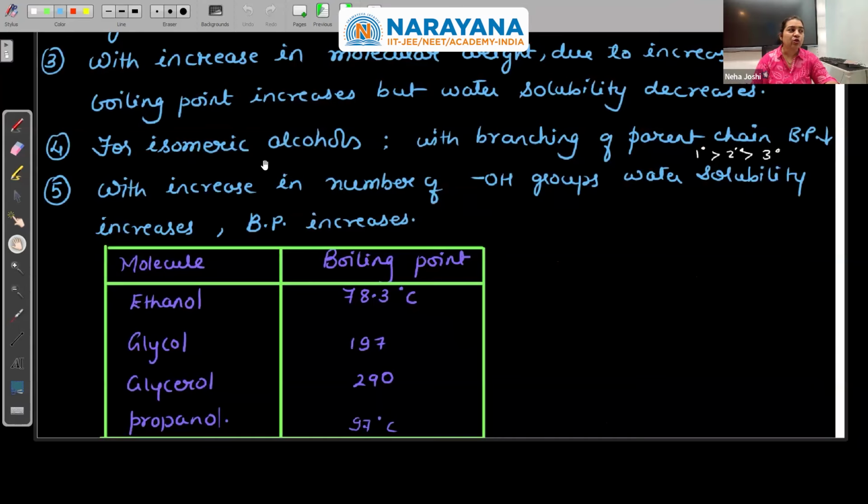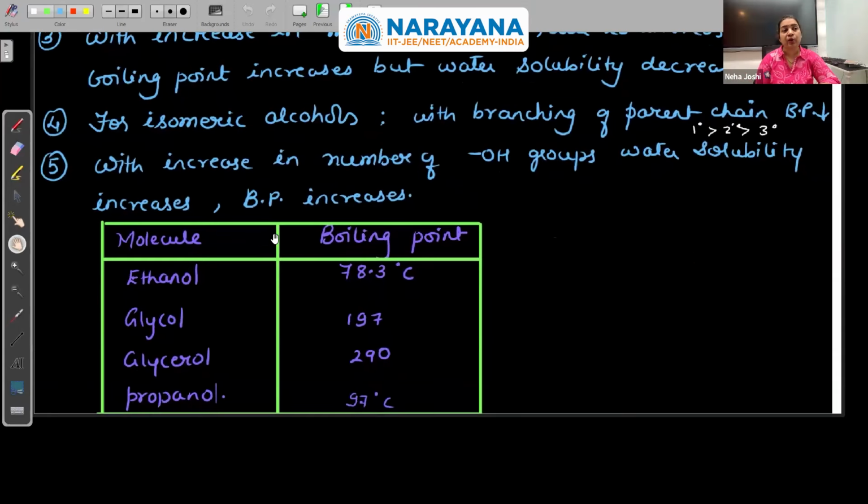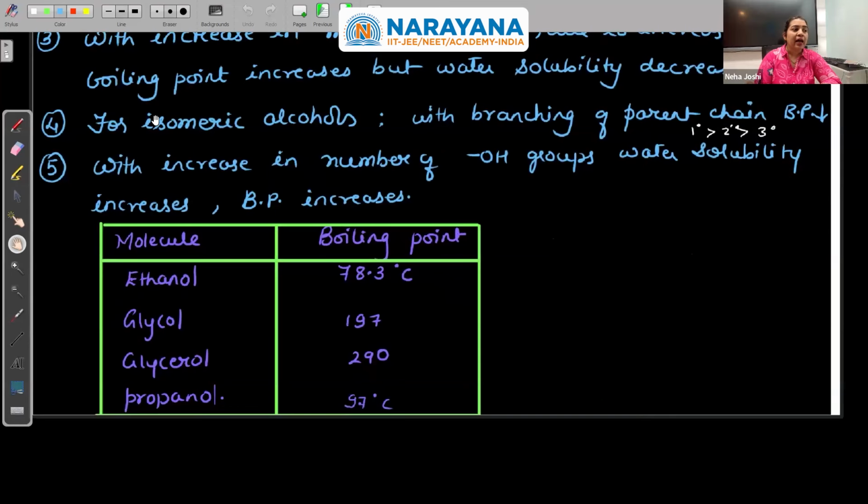If the alcohols are isomeric, for isomeric alcohols with branching of parent chain, 1 degree is better than 2 degree, better than 3 degree. This is in general valid. With branching also, boiling point will decrease, and similar is the behavior. 1 degree alcohol is having a higher boiling point than 2 degree, then 3 degree. But remember this applies only for isomeric, not in general. I'm not saying in general any 1 degree will have higher boiling point than 2 degree. No. When they are isomeric, only then this point will be valid.